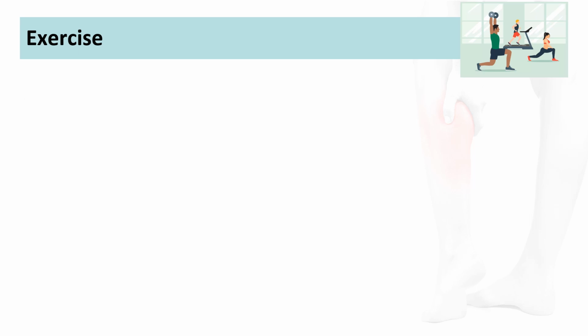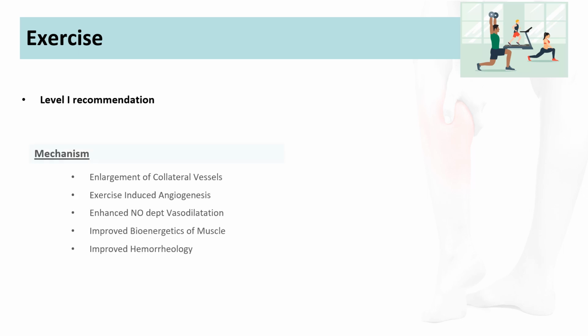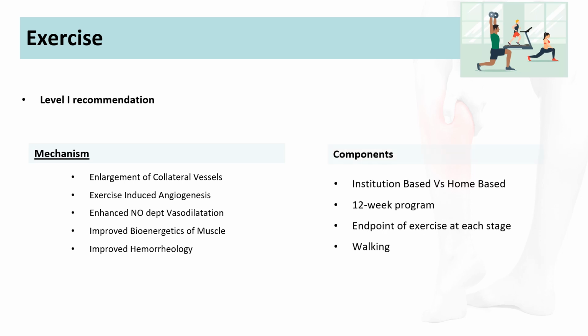Now, the most important level 1 recommendation is actually exercise for this subset of patients, and it increases the circulation by causing enlargement of the collateral vessels as well as angiogenesis and vasodilation, in addition to other mechanisms as well. Even within this, an institution-based 12-week program is found to be the most effective in reduction of symptoms of the patient, and whenever exercising, it's vital that you advise the patient to stop the exercise only at the maximum tolerated claudication pain and not at the onset of claudication itself.